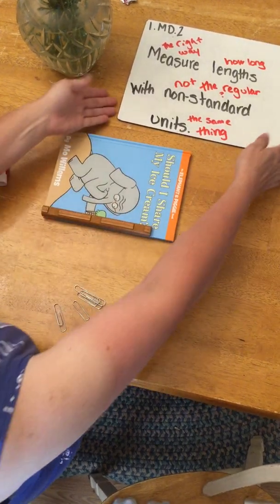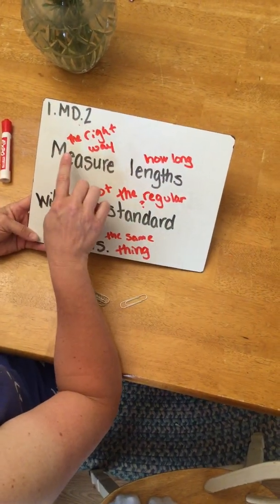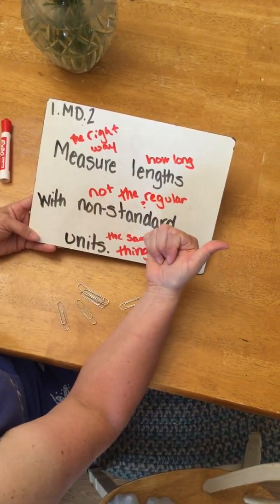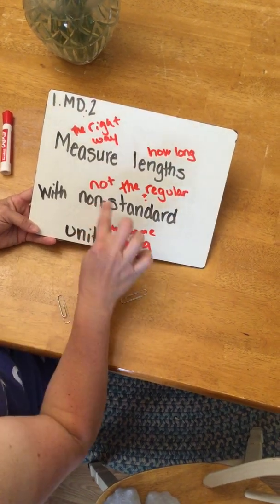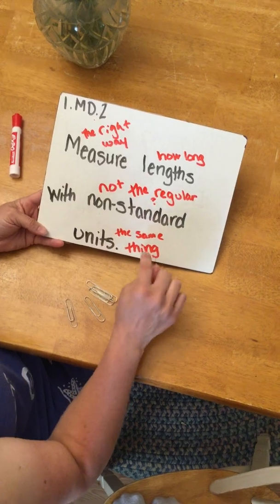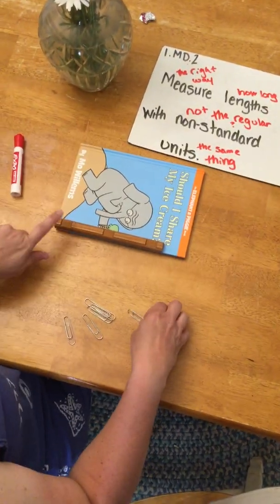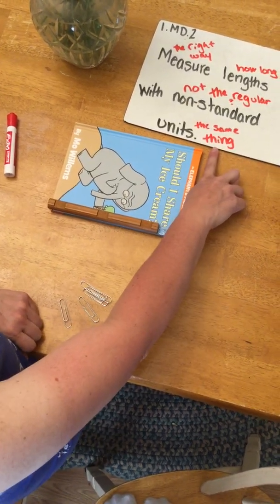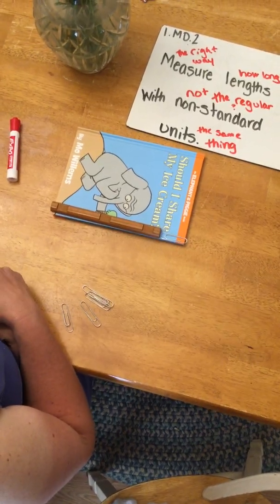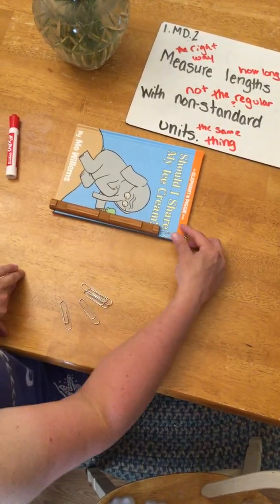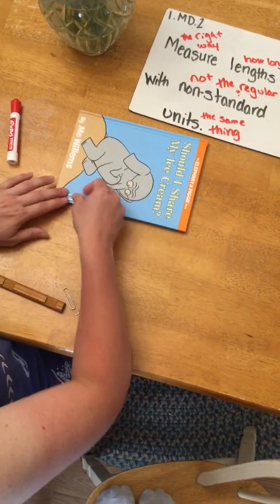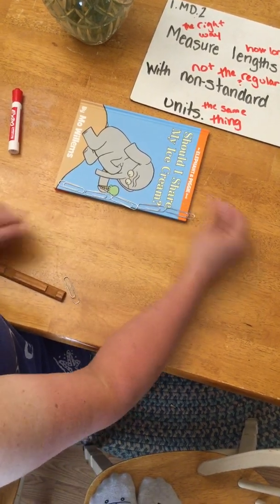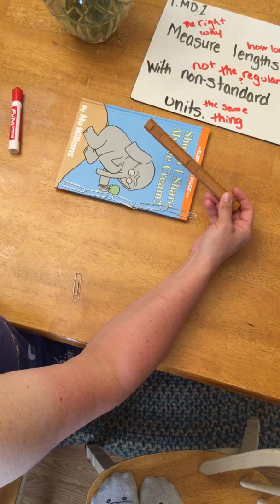All right, so remember, when you're measuring, make sure you measure the right way, how long it is. With non-standard, that means you don't need a ruler. It's not the regular way to measure, and you use the same thing. Because if I said it's 1 Lincoln Log and 1 paper clip long, that's not the same unit. So you don't want to mix up your stuff. Either measure with all paper clips, 1, 2, 3, 4, 5, or all Lincoln Logs.